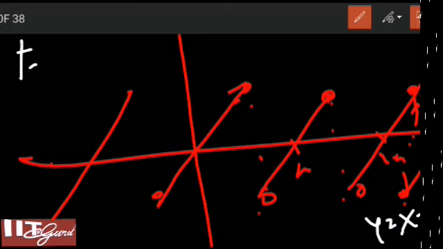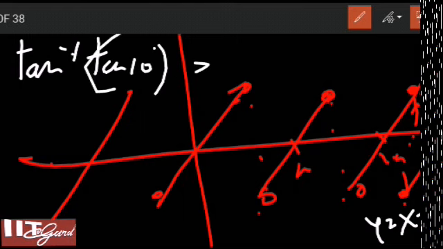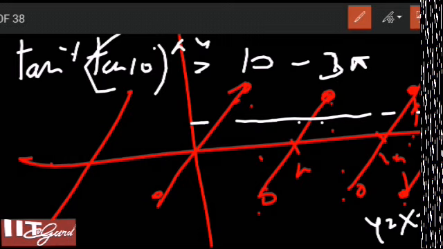So tan inverse tan 10, how will you write it? You just put 10 in place of x, so 10 minus 3 pi. 10 has exceeded the value of 3 pi, so it is positive. You can see over here the graph is also positive, but it is less than pi by 2 because its range is minus pi by 2 to plus pi by 2. So tan inverse tan 10 is 10 minus 3 pi. Fine. This is the result of tan inverse tan 10. This is the y-axis, this is the x-axis.